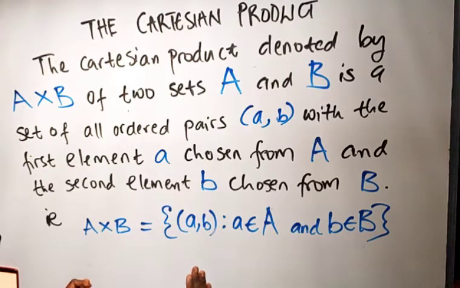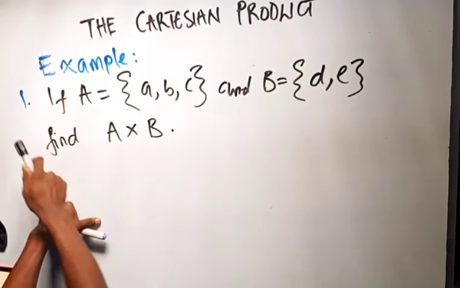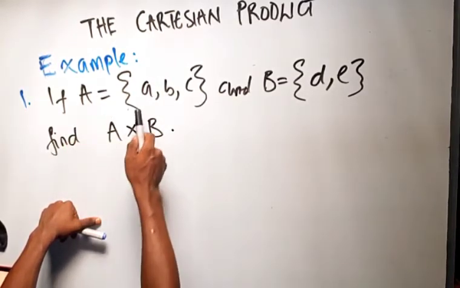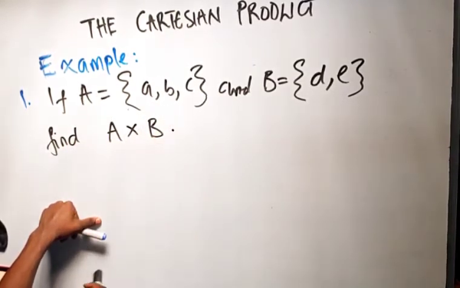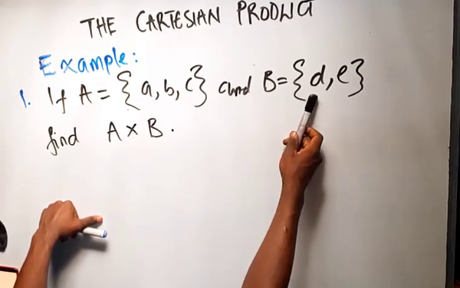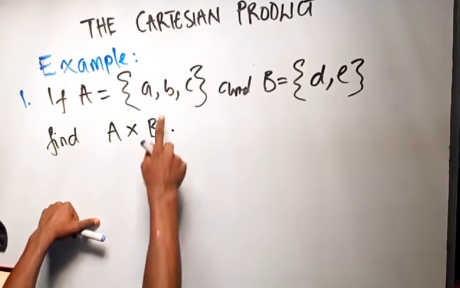Let me go ahead and clean a part of this so that I show you guys an example. Here we have a very simple example, example number 1. If A is equal to {a, b, c}, it contains elements a, b, c, and B contains the elements d, e. So you see that the sets A and B are different because they contain different elements, and they are not even equivalent because the cardinalities are not the same.